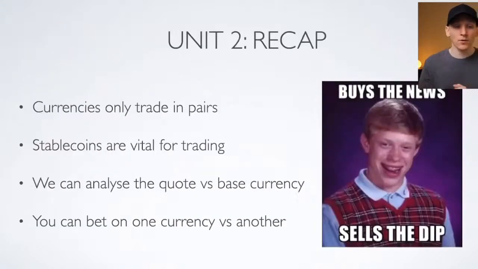So let's just recap on Unit 2 then. Currencies only trade in pairs. You need to sell one to buy another. Stable coins are absolutely vital for the cryptocurrency industry and for trading. We can analyze the quote and base currency to tell us more about how that currency pair in particular is trading, and you can bet on one currency versus another.